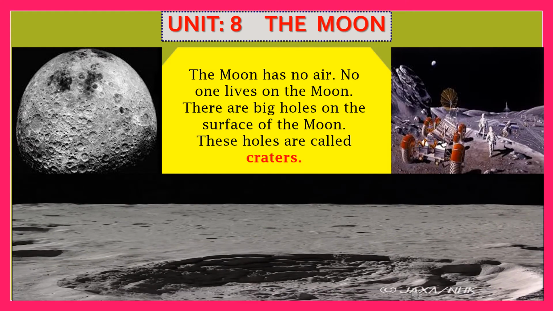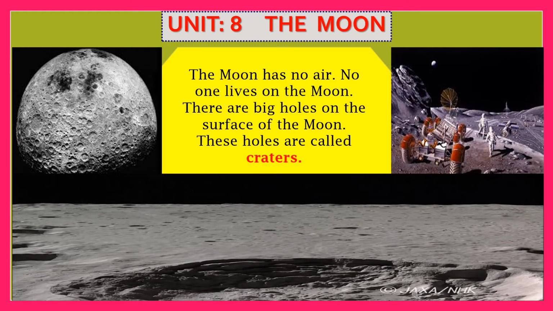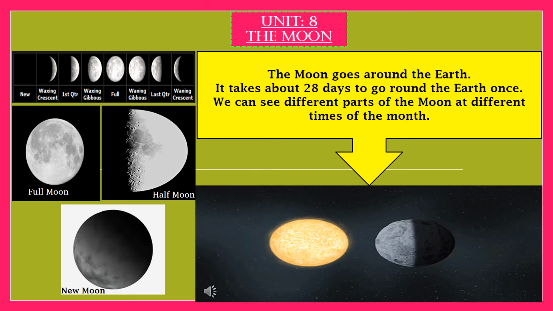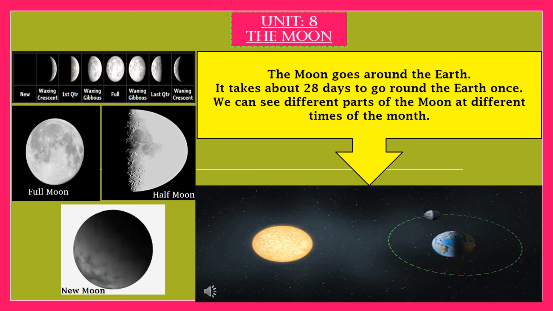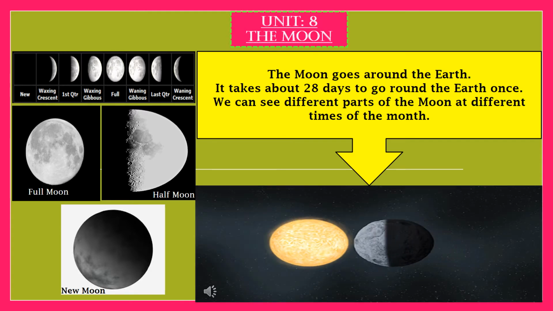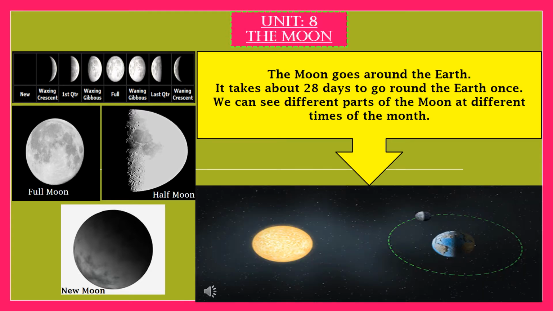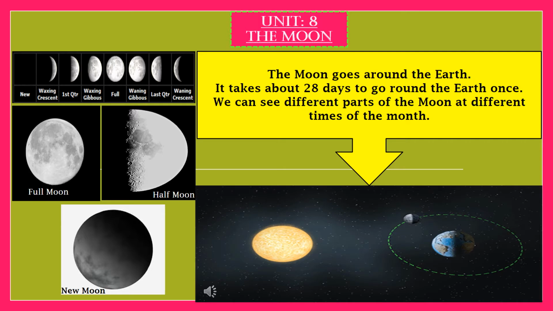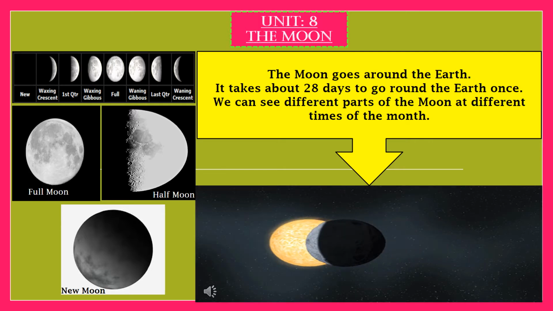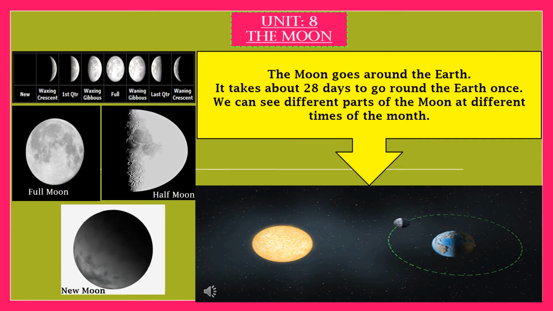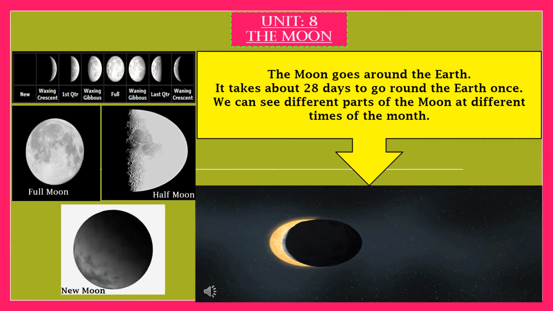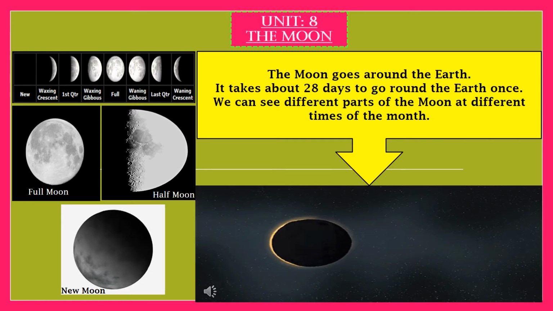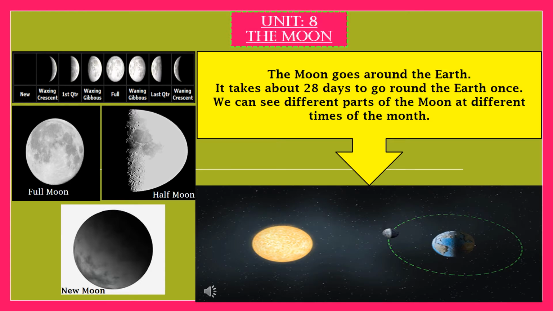Okay, so let's go to another page. Dear students, let's read the next sentence, and that is, the moon goes around the earth. The moon goes around the earth. It takes about 28 days to go around the earth once. To go round the earth once. We can see different parts of the moon at different times of the month.